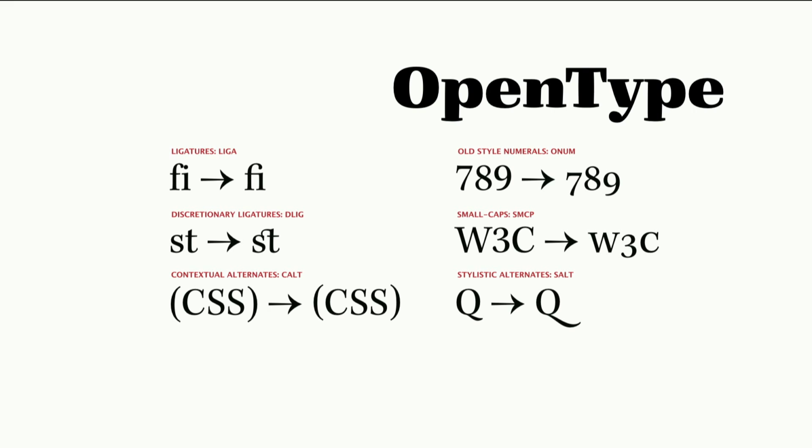You have alt style numerals, which can be used in running text instead of full-size numerals. Same thing for acronyms. You can use small caps, for example. And stylistic alternates are kind of like alternate versions of characters that might be in your font.